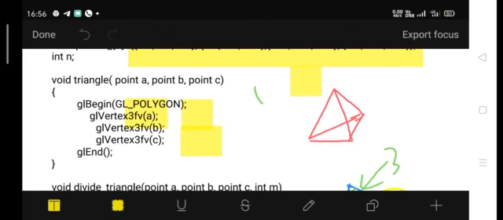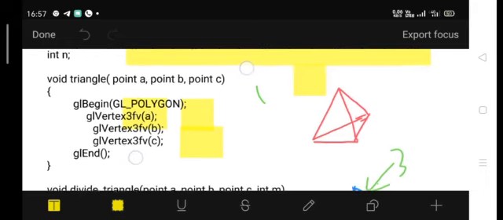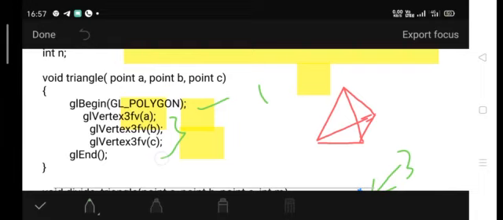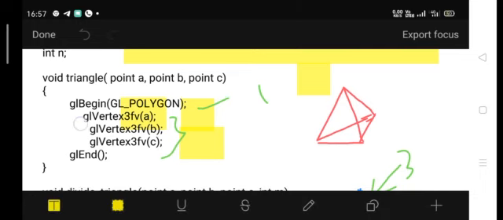Then triangle. As I said earlier, a tetrahedron is nothing but a set of 4 triangles, isn't it? It has 4 facets, and each facet looks like a triangle. So you need to draw the triangle. The triangle is drawn with the help of the module triangle with the 3 points A, B and C. There you need to consider the polygon definition: glBegin(GL_POLYGON), and use the vector form of the vertex representation, glVertex3fv, followed by the formal arguments A, B and C respectively. That is the definition for triangle.